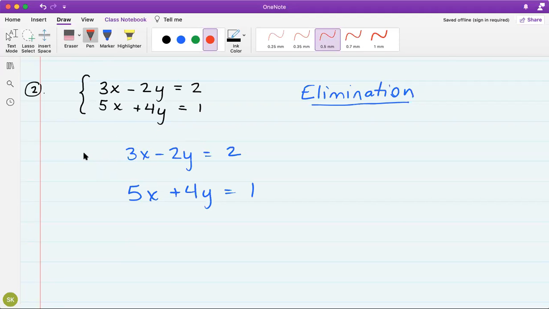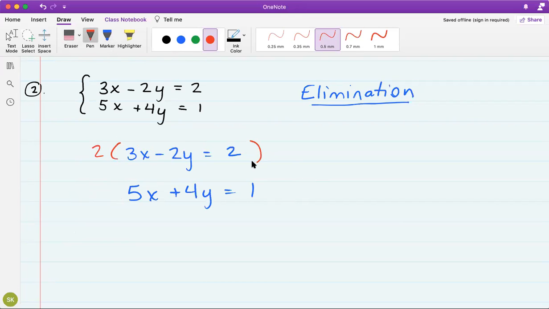You could also multiply this equation by a negative 5 and this equation by 3, because on the top you'll get a negative 15 and here you'll get a 15. And so when you add them, you will get 0. You could also multiply this one by a positive 5 and this one by a negative 3. It doesn't matter. But the least amount of work will be multiplying this top equation by 2.